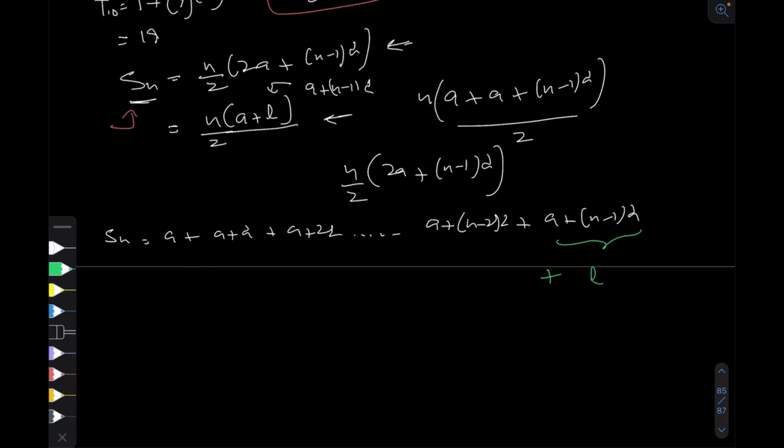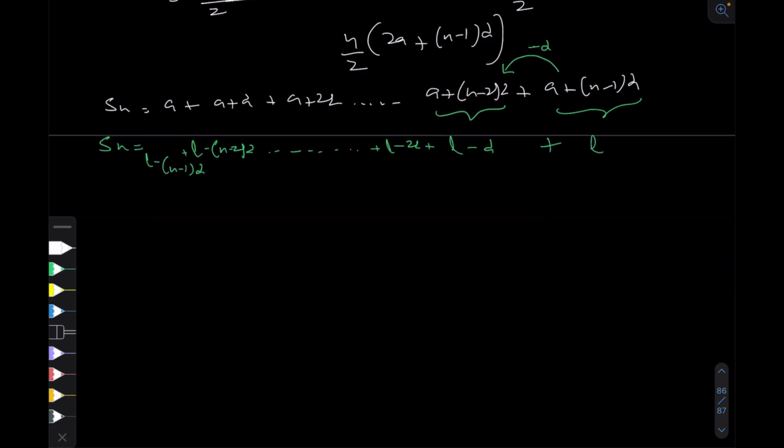But more importantly, what I can also write for this is l minus d, because if I am on the nth term and I go to the n minus 1th term, I just have to take out 1 d from it, right? So if I write Sn as l plus l minus d plus l minus 2d, and all the way till l minus n minus 2 d plus l minus n minus 1 d. This is what you could call the trick by pairing.